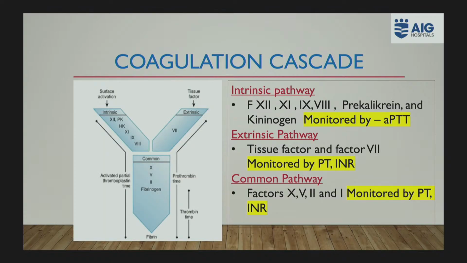Coming to the basics of the coagulation cascade, as we all know, this includes intrinsic, extrinsic, and common pathways. The intrinsic pathway has factor 2, factor 12, 11, 9, and 8, along with prekallikrein and high molecular weight kininogen. It is monitored by testing activated partial thromboplastin time. The extrinsic pathway has tissue factor and factor 7. It is monitored by PT and INR. The common pathway has factors 10, 5, 2, and 1, which is monitored again by PT and INR.